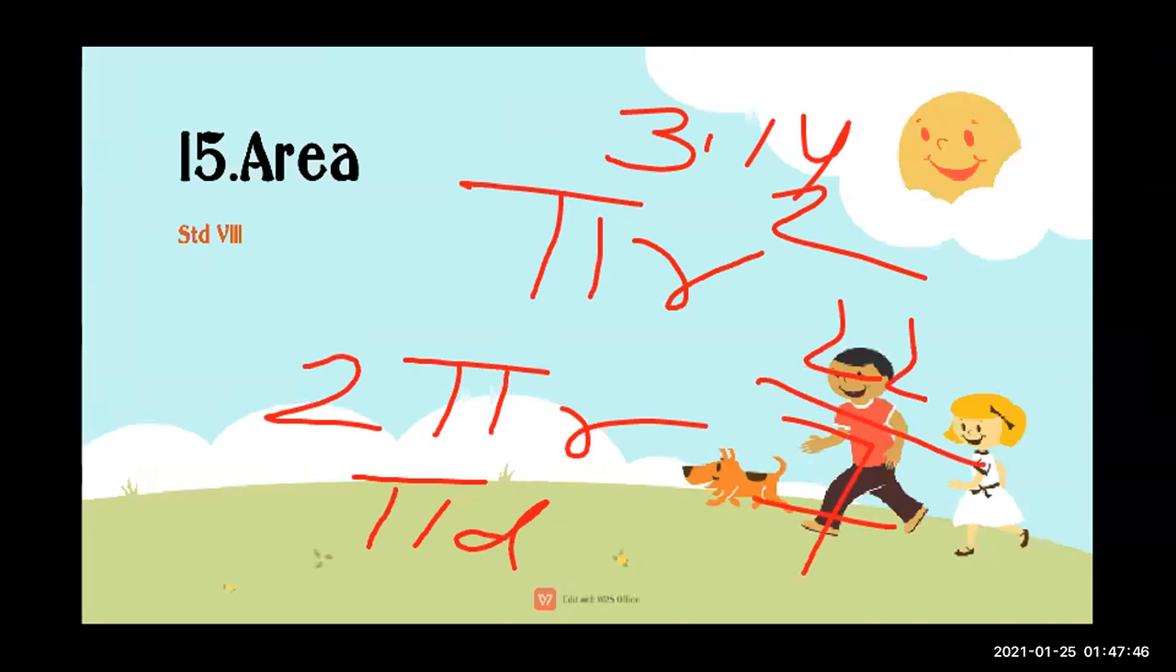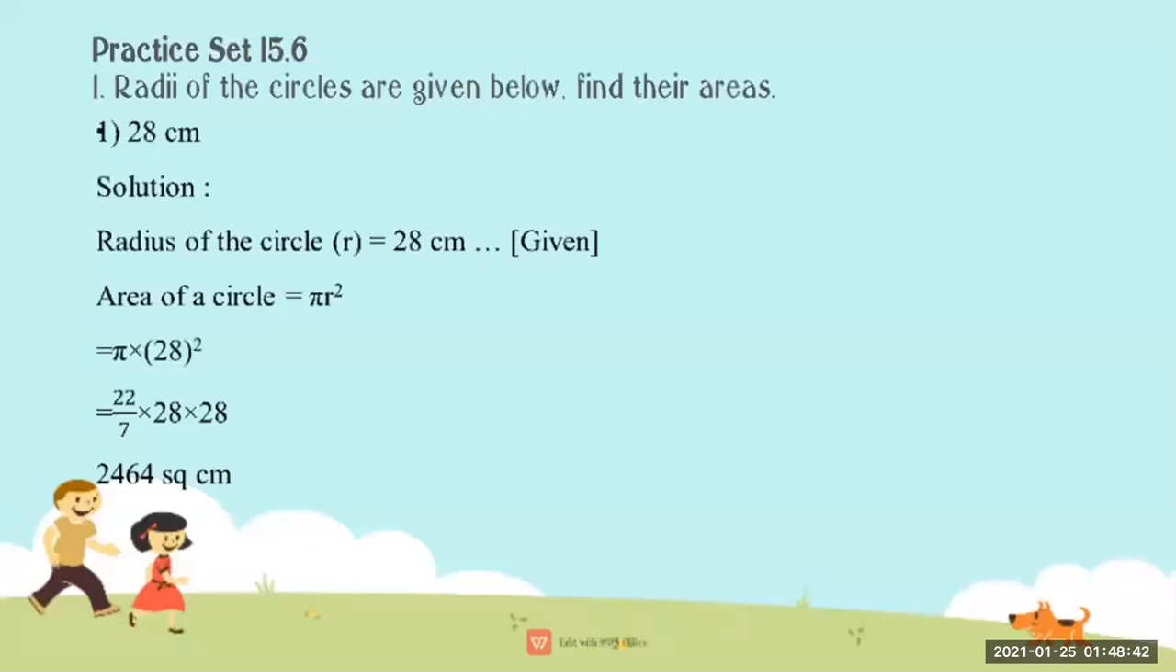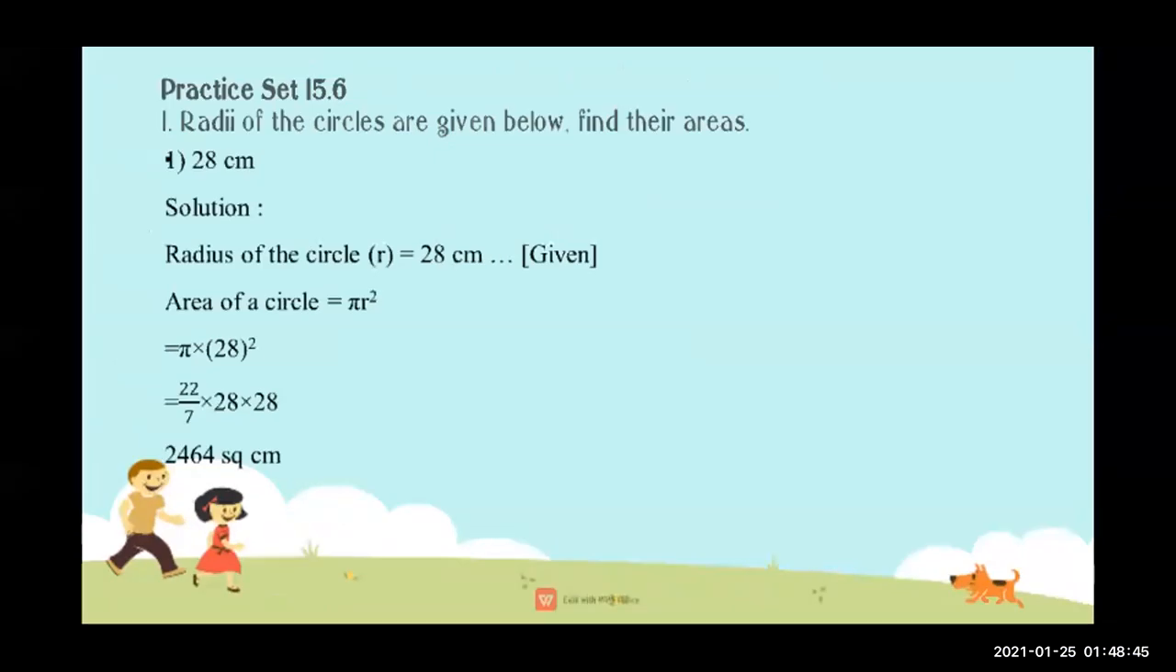So all these depend on the practice set 15.6 that we are going to learn today. Practice set 15.6. Question number 1. Radii of the circle are given below. Radii means radius. Find their area. Here the radius is given. You have to find the area of a circle. Now what is the formula for area of a circle? That is pi r square.